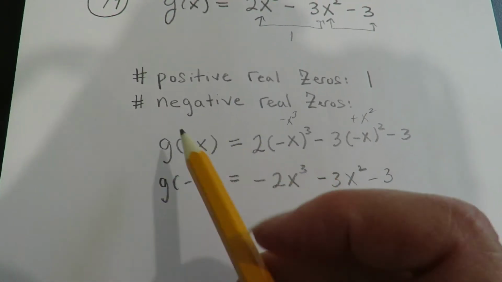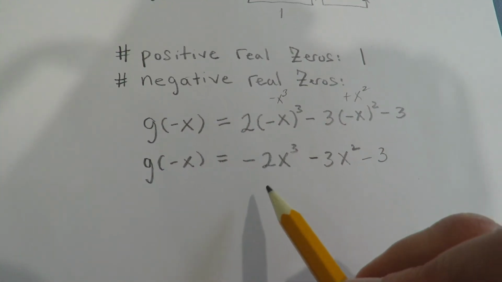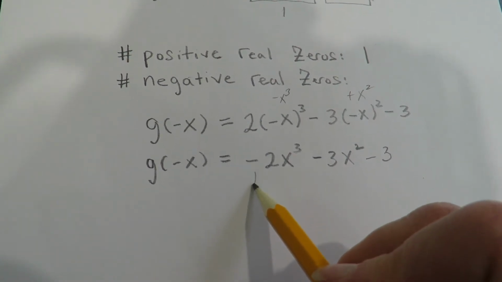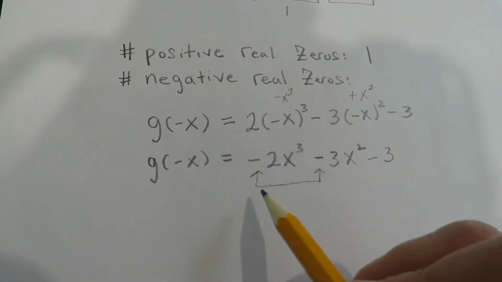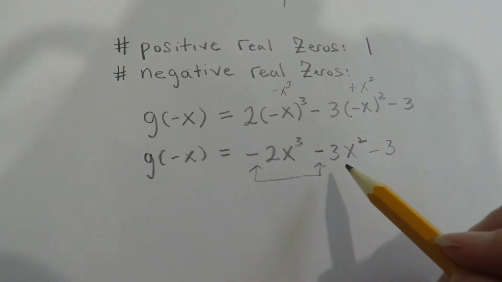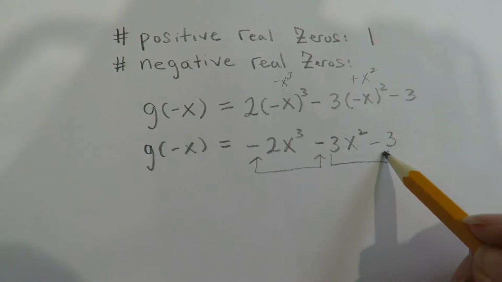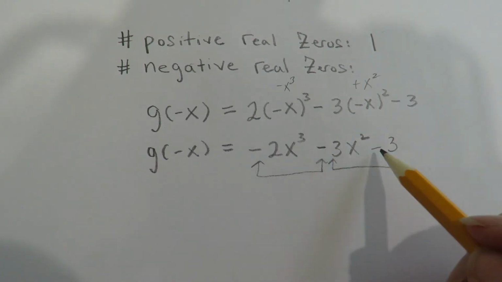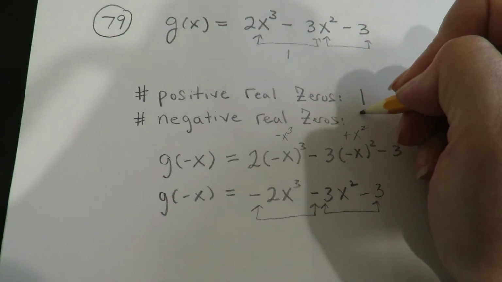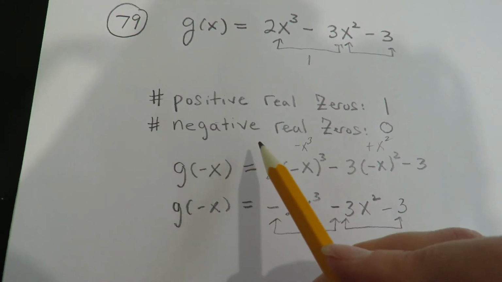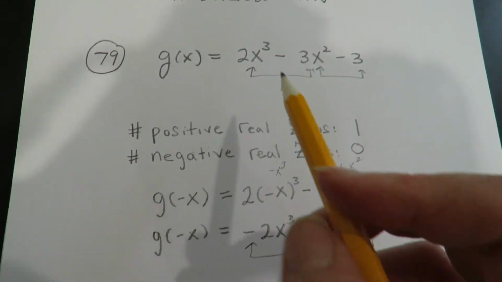Okay, so now I can do the negative real zeros. I look at the variation of sign. So from here, I go from a negative to a negative. There's no change in sign here, so that's 0. From here to here, I go from a negative to a negative. There's no change in sign, so it's a 0. So in this problem, there's no negative real zeros.